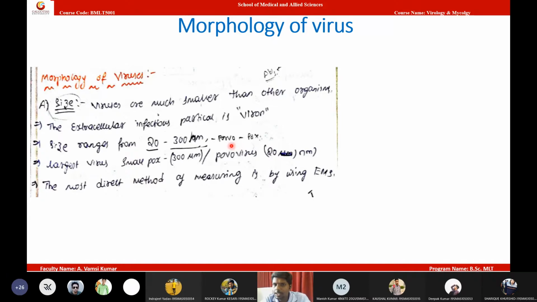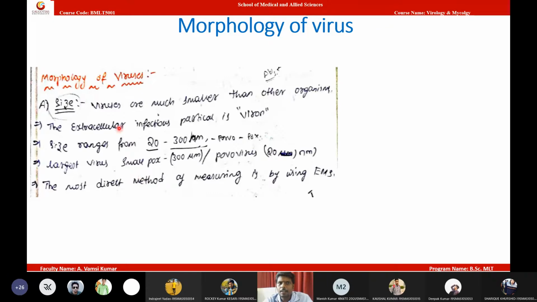Parvo and papovavirus. Is it DNA or RNA? Parvoviruses, DNA. DNA virus. Perfect. So the smallest virus is 20 nanometers in diameter. An example is parvovirus, whereas the largest virus is smallpox with a size around 300 nanometers.